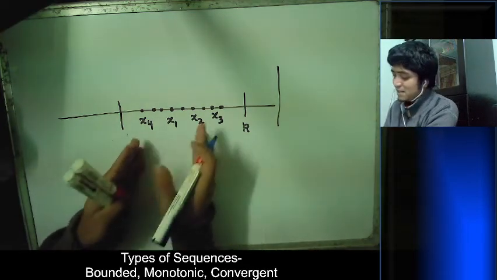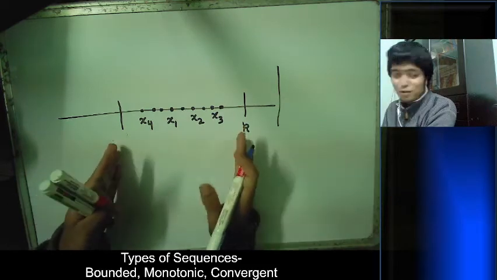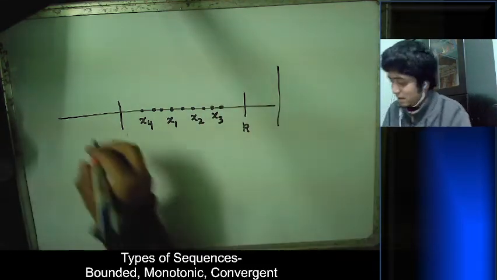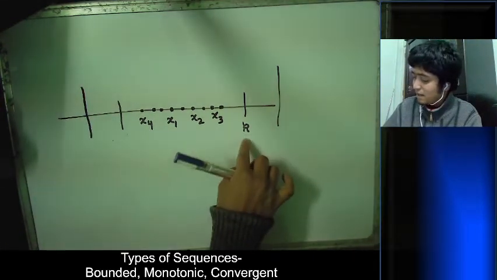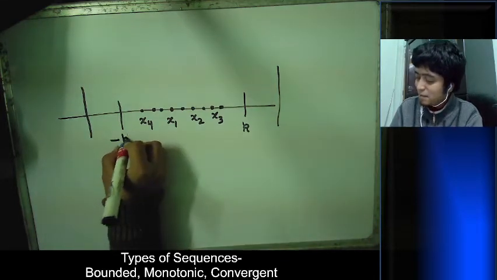The sequence will still be called bounded, even if you can bound it by one wall or two walls, or no matter how large the walls are. So you can even bound them here. That is why we can refer to this one as k and this one as minus k.